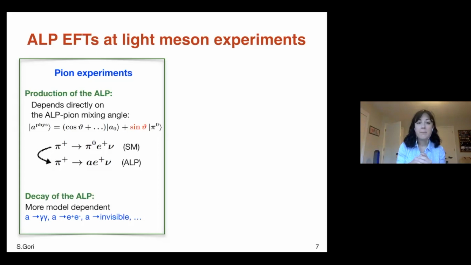The decay of the ALP will be more model dependent. It will depend on the operator or the Lagrangian for the ALP that I'm considering. So the ALP can decay to photons, or to e plus e minus, can be invisible, to mu plus mu minus, and so on and so forth. So the specific signature will depend more on the model that I'm considering. So this is for pion experiments.